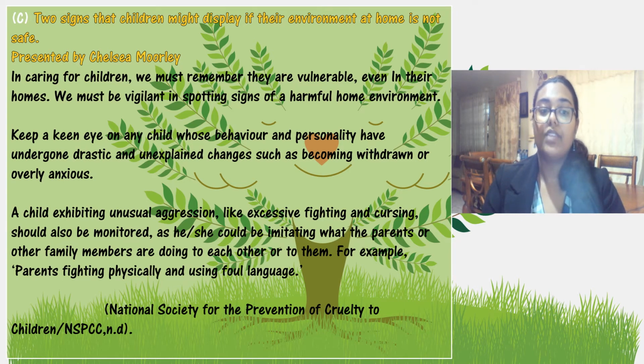Another sign is when a child is exhibiting unusual bouts of aggression. So there's a lot of fighting between them and their classmates. They may become easily provoked and resort to cursing at their friends or even their teachers, and they need to be monitored as they could be imitating what they're seeing the parents or other family members doing to each other, or even inflicting harm upon the child themselves. For example, if the parents are fighting physically and using obscene language, then the child would follow mommy or daddy's example, as training starts from home, and would start doing it within the school.